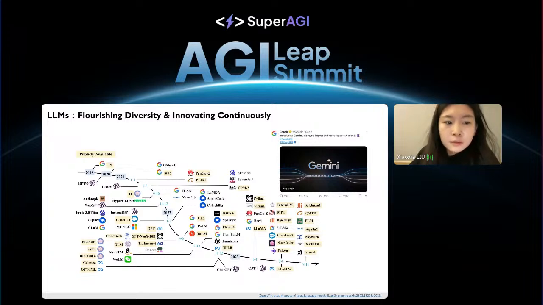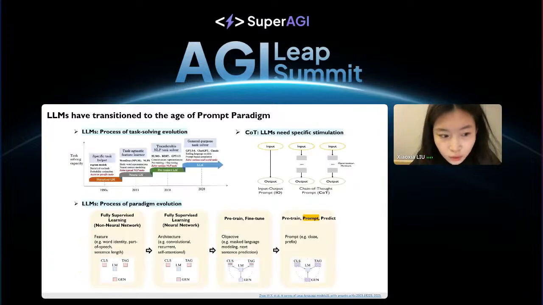Since the release of OpenAI's ChatGPT, a powerful AI chatbot, it has sparked considerable social interest. Large language models like GPT-4 and Llama have made impressive advancements in academia and industry, bringing fundamental changes to various fields, including education, healthcare, law, finance, and more. The flourishing development of large language models has undergone a series of evolutions, from fully supervised learning to deep learning for NLP, and now to the paradigm shift from pre-train and fine-tune to pre-train, prompt, and predict.